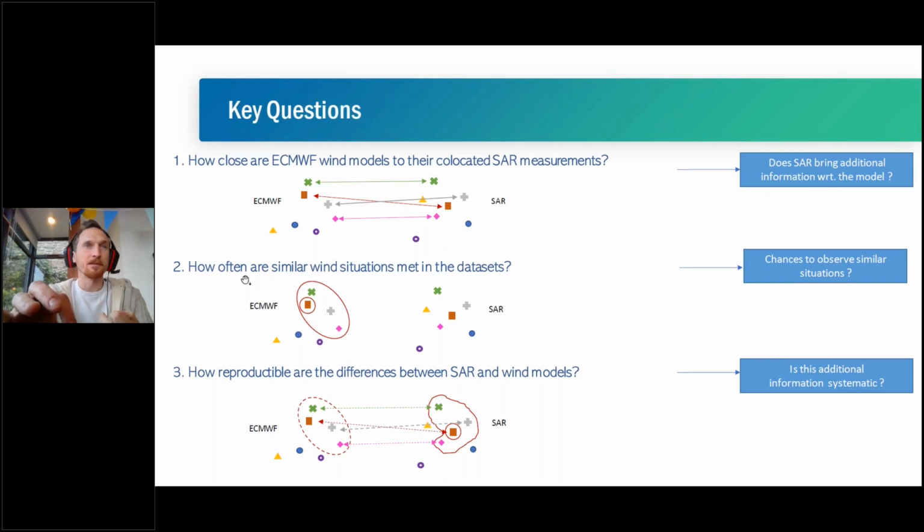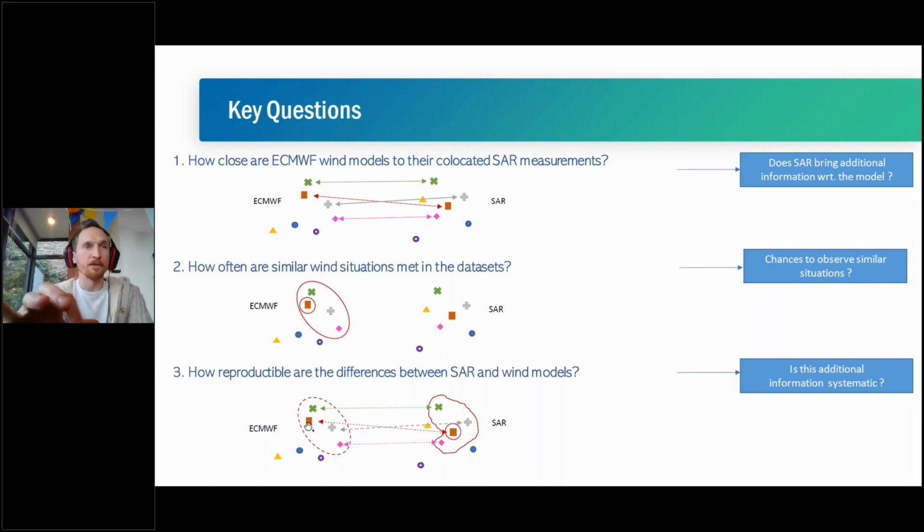The second question is, how often do we meet similar wind situations in the dataset? Because in order to try to reproduce a situation, it's most useful to be able to image it many times. So for a given situation, how many similar situations do we have in the model dataset? And that gives us information on what are the chances to observe similar situations.